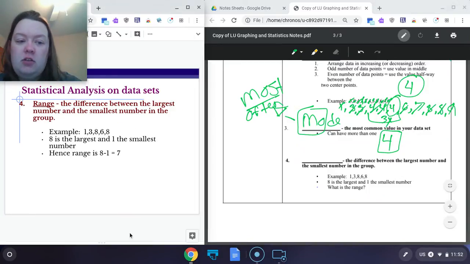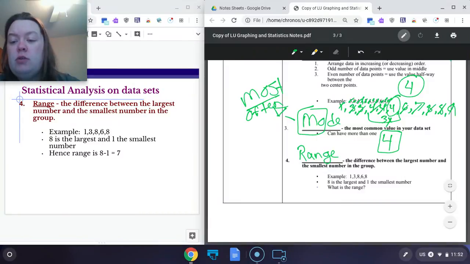Okay, the last thing you might do with your information is find the range of your information. The range of your information is going to be the difference between the largest number and the smallest number. So my numbers range from 1 to 100, or the grades in this class range from an 85 to 100. That's your range. It's the difference between the largest number and the smallest number.